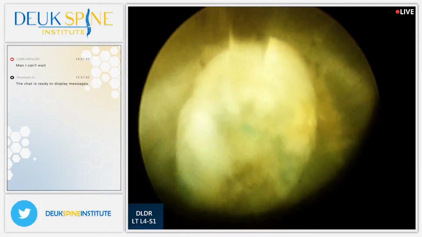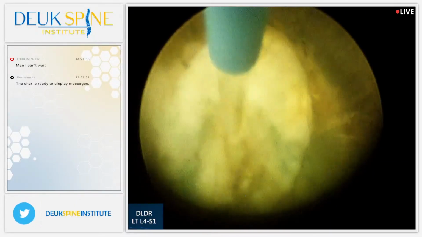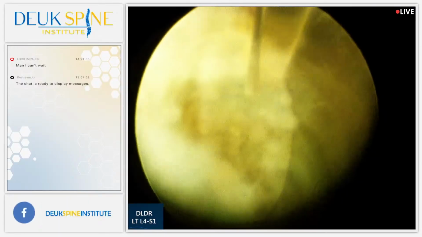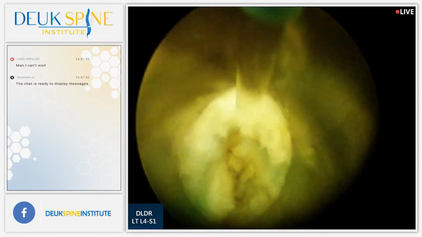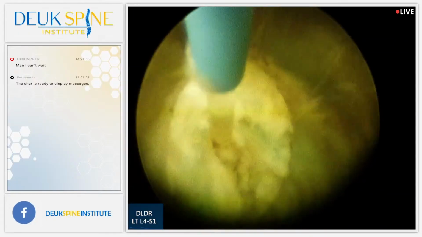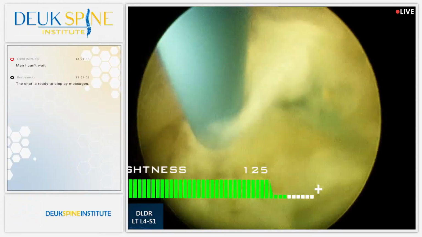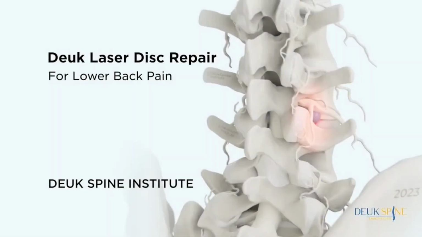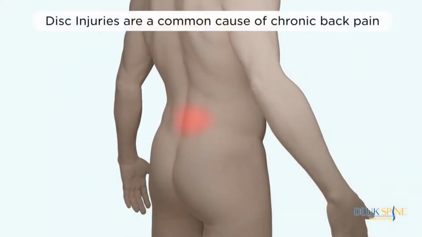I appreciate it. All right, Henry, let's show the audience how we treat painful disc injuries like this one we're treating right now. I think we're a little overexposed. Let's turn down the light one notch. Disc injuries are a common cause of chronic back pain.